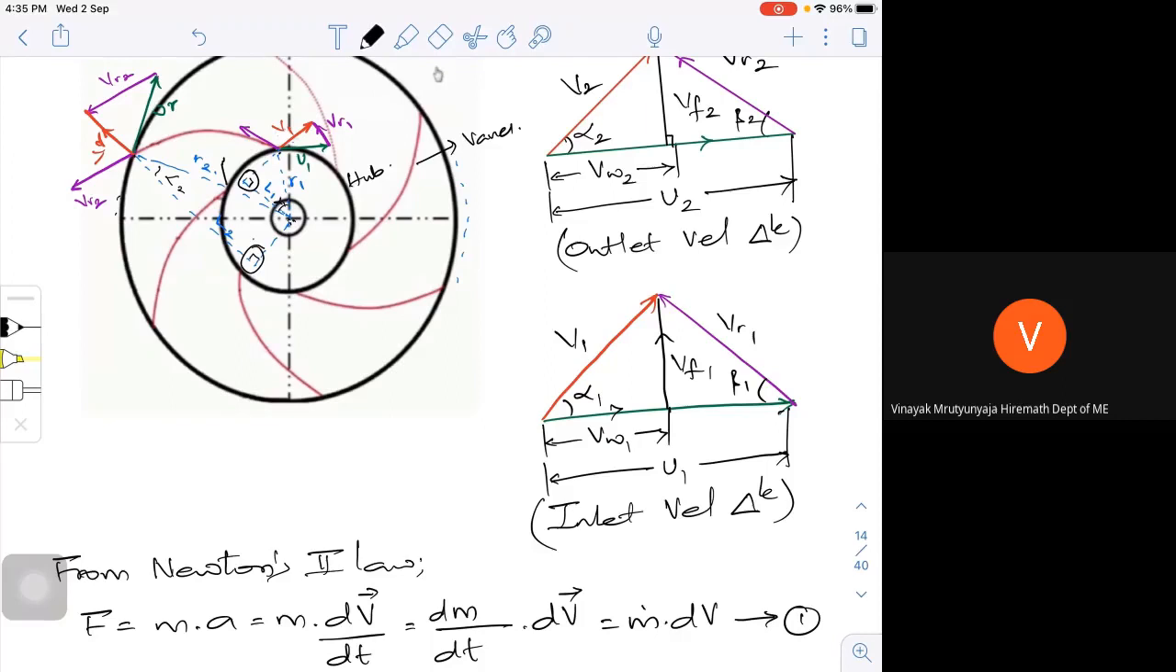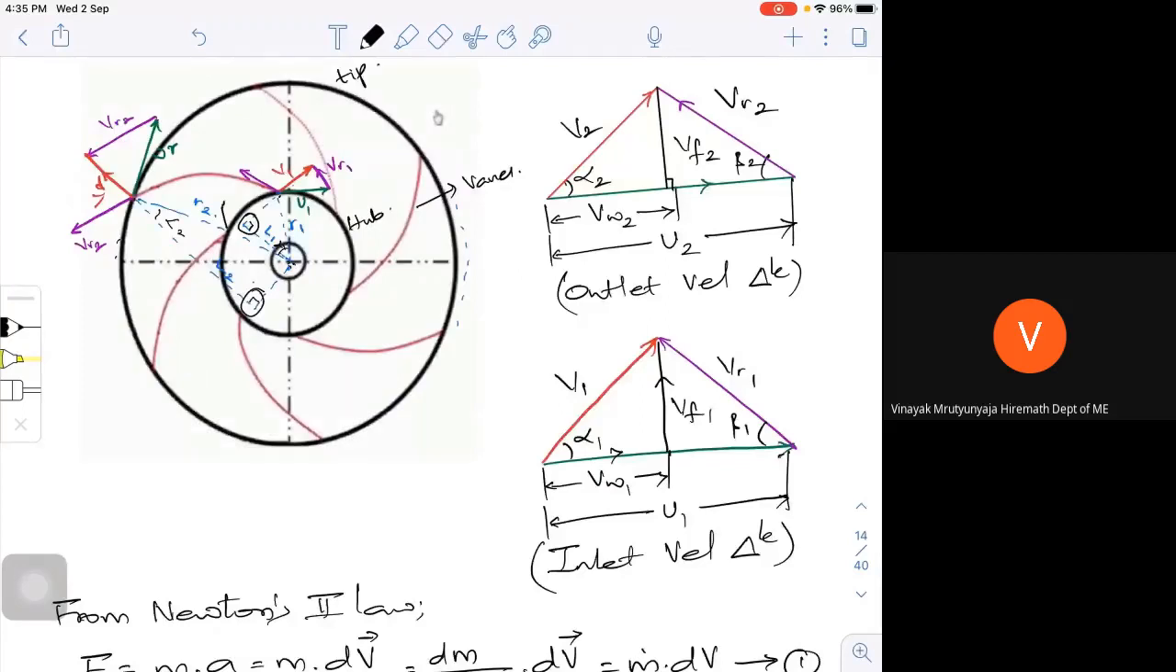Now, once you get this triangle, you have the blade. See, you have this blade. You try to extend this blade. This is my relative component.